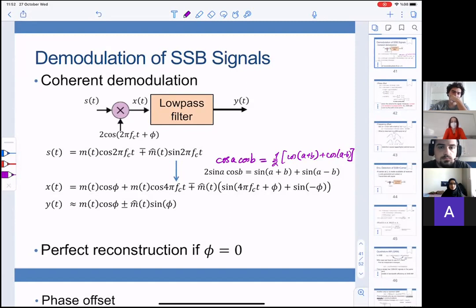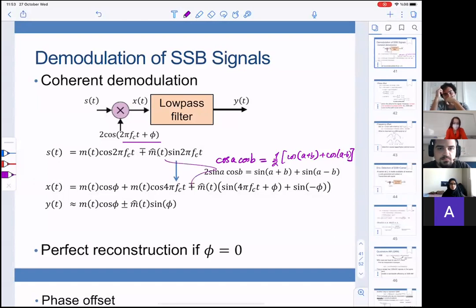All right, so today's first topic is the demodulation of single sideband signals. The first idea is coherent demodulation. Coherent demodulation means that you have the right carrier at the demodulator. How do you obtain that? You usually obtain it using a phase lock loop.